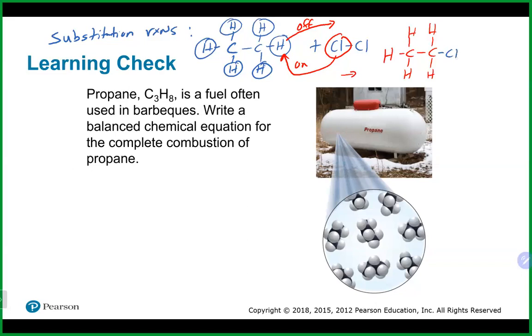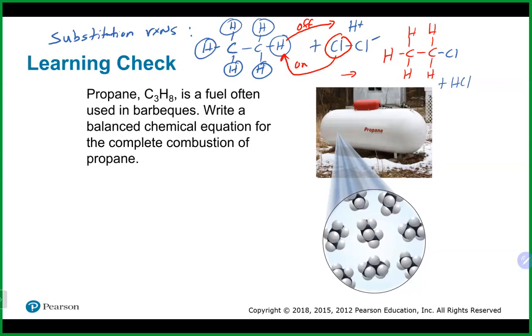By the way, there are still a couple of things floating around at this point. When the hydrogen comes off, it actually comes off as H plus. And when the Cl2 breaks apart, this one becomes Cl minus. So H plus and Cl minus will come together and make HCl. So this is a substitution reaction, and alkanes will do that. You take off a hydrogen and you put on whatever you're going to put on in its place.